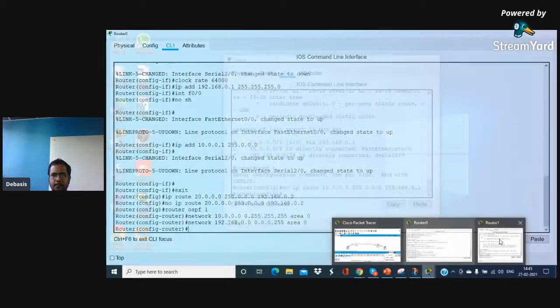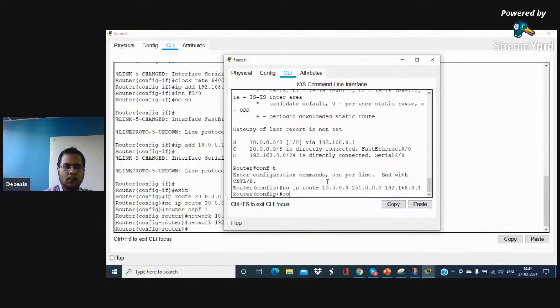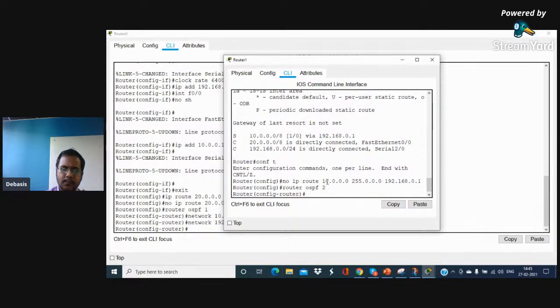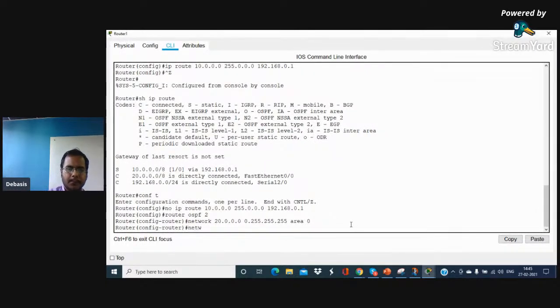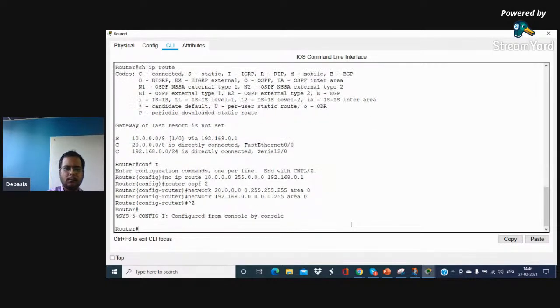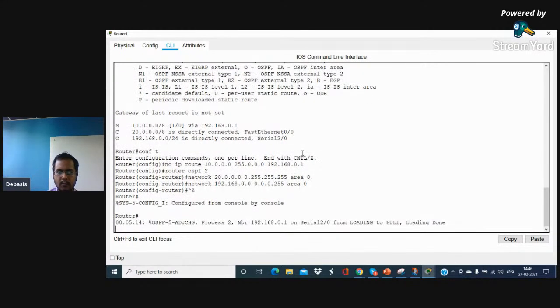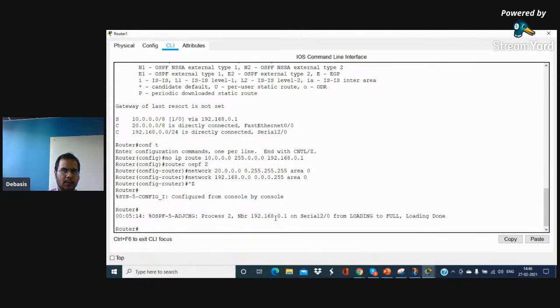And on router B, the ID can be anything, it can be 1, it can be 2 also. Network would be 20.0.0.0. And you have to connect it to the backbone area, area 0. And again, 192.168.0.0 and the wildcard mask. So this way you have to configure the OSPF, and see, it has already formed the neighbor relationship.